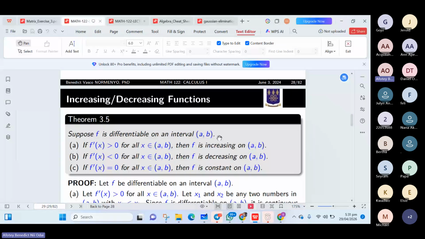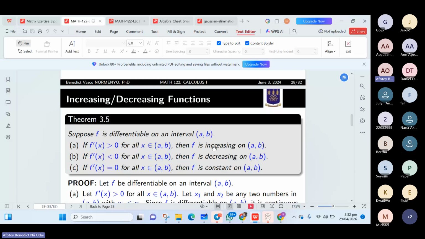So if the change in x, remember, listen to what I said: the change in x and the differential of x are basically the same thing, right? If f of b minus f of a, over b minus a, gives us a value greater than 0, then f is increasing on the interval, right?